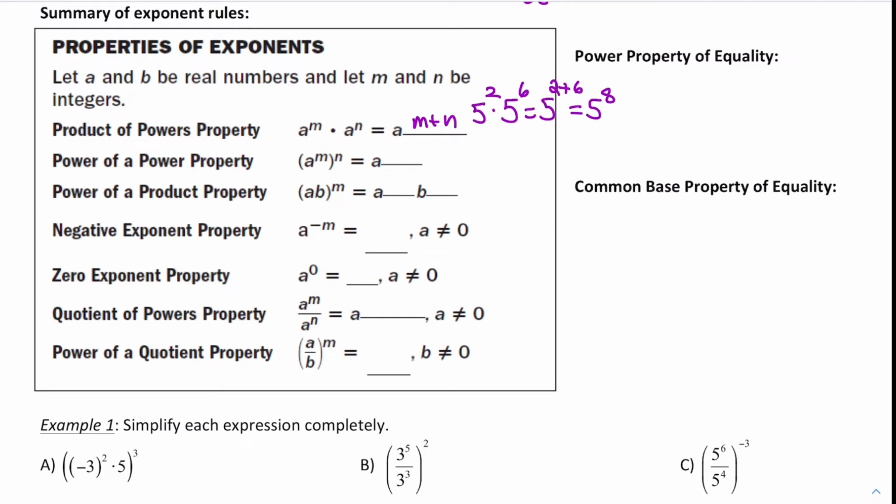Okay, the next rule. Power of a power. When you have something raised to a power, and you raise that to a power. Notice that the m and the n are right next to each other. In this case, we would multiply the powers together, so m times n. An example of this might be if we have 3 squared raised to the 4th power. This would be the same thing as 3 raised to the 2 times 4 power, or 3 raised to the 8th power.